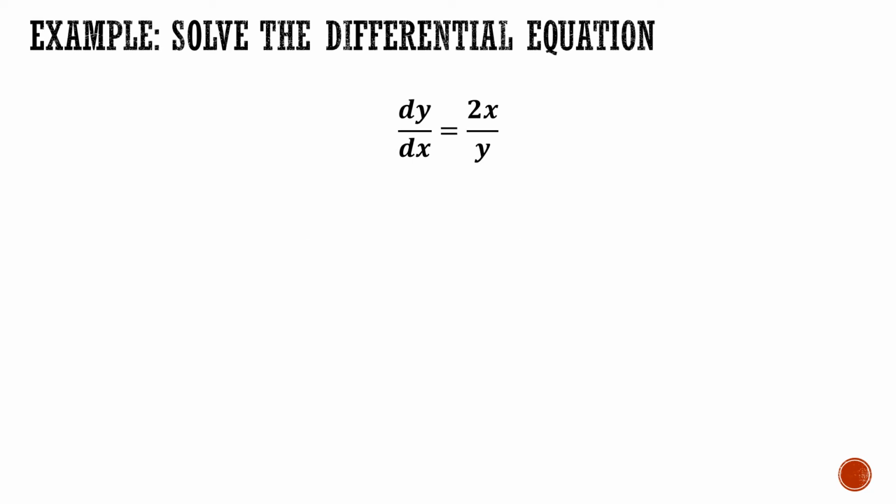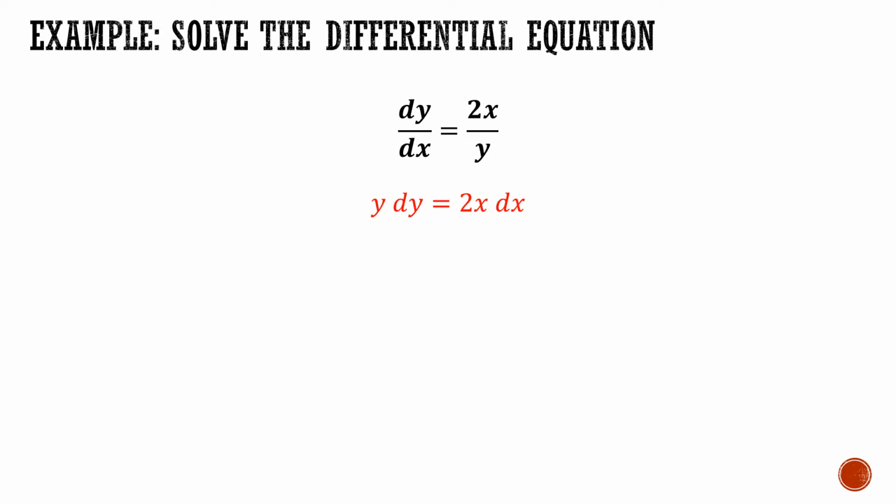All right, so the first example, we have dy over dx equals 2x over y. To separate this, again, I want to get all my x stuff on one side and all my y stuff on the other side. So I'm simply going to do a little cross multiplication, and by doing that I get y dy equals 2x dx. Now I have my x's on one side and my y's on the other.